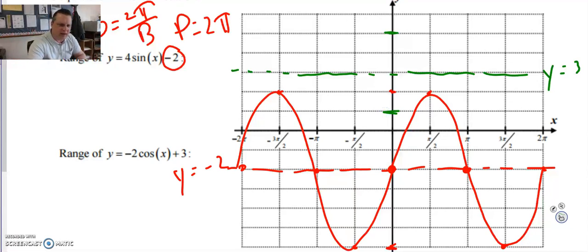So you have to be very careful of that. Negative right there. So that means that instead of starting above it, it starts below it. It starts down here at the lowest point. And then it's going to go to the midline, highest point, back to the midline, back to the lowest point, because it has to be one complete curve, because b is 1, the period is 2 pi.